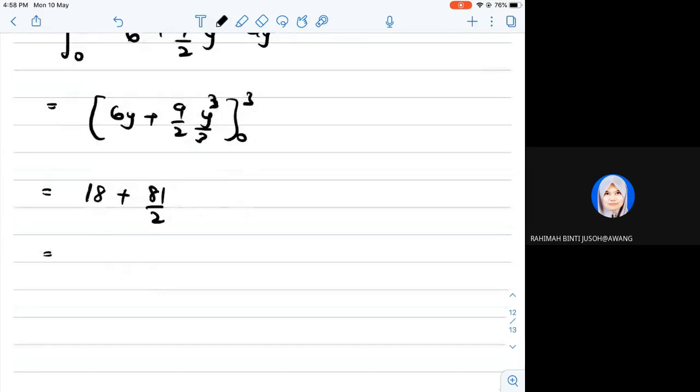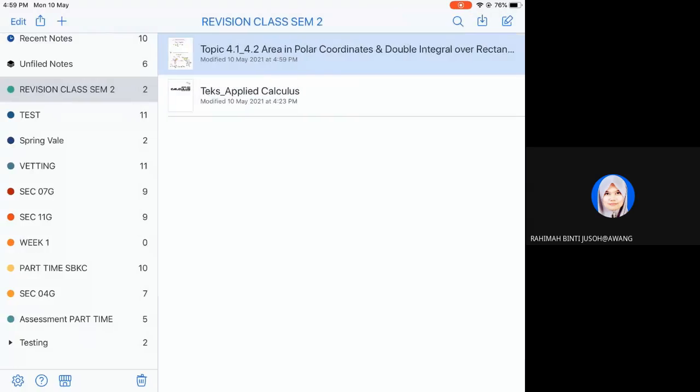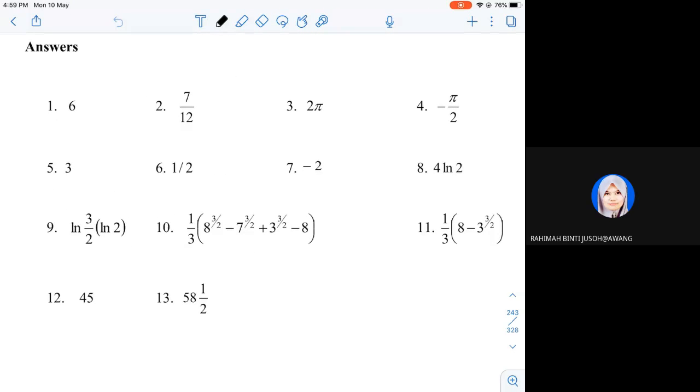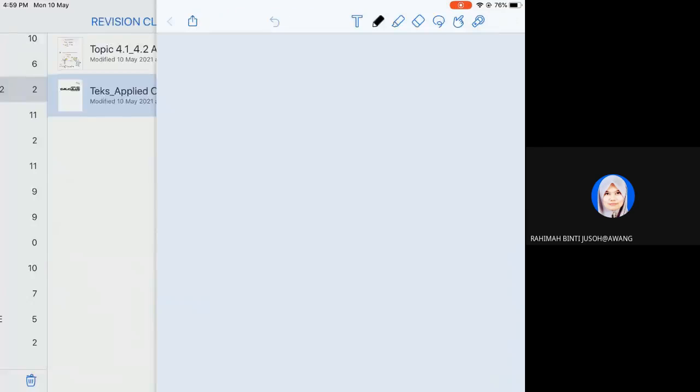So dapat apa ni guys? 36 tambah 81, 117/2. Betul? Sekejap, 117/2. Betul. Jawapannya apa? Betul ke? Question number 13, 58. Betul kan ni? 8 kali 2, 16, tambah 1/2, 17/2. Betul lah. Okay.